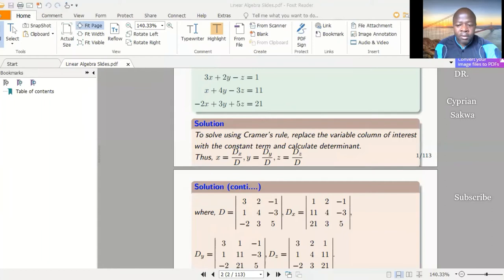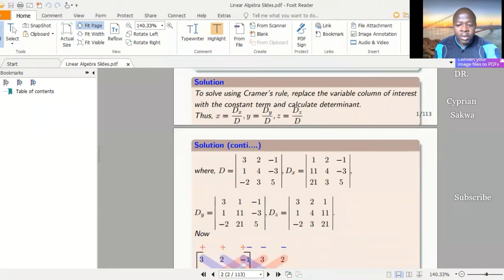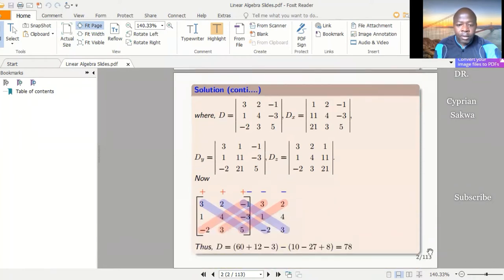In our previous video, we looked at that. So we'll go straight to determining the determinant D, using the simplest method that I showed you in one of my videos. So I want the determinant D. You can see this matrix is the one I've written here. For this matrix of D, the first two columns I have added here. This method I've shown you before, I'm just repeating it.